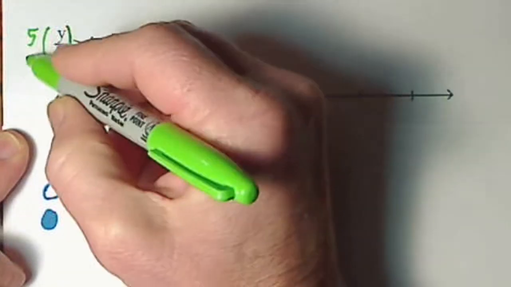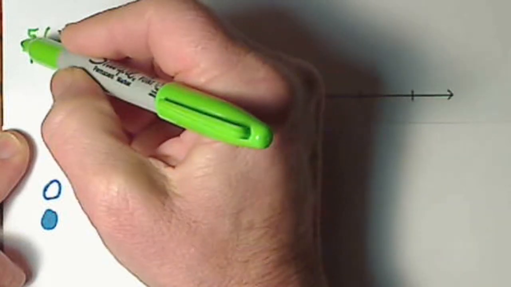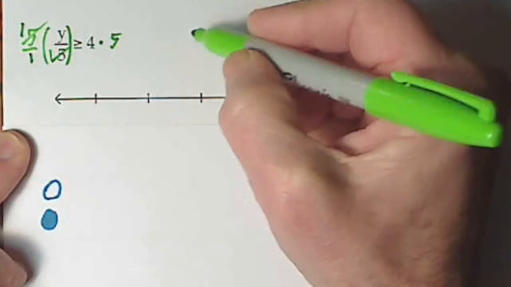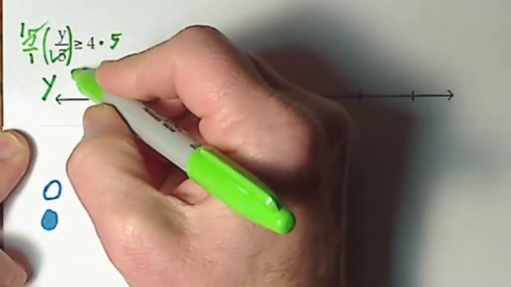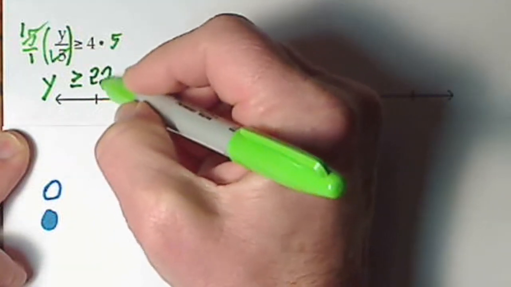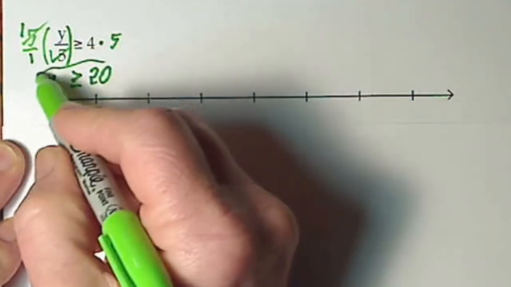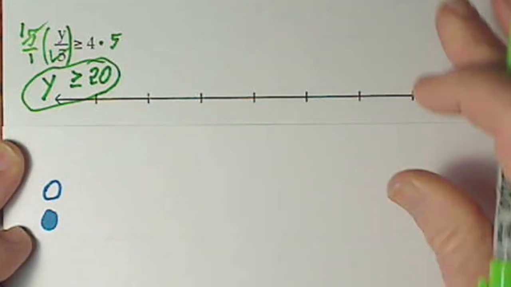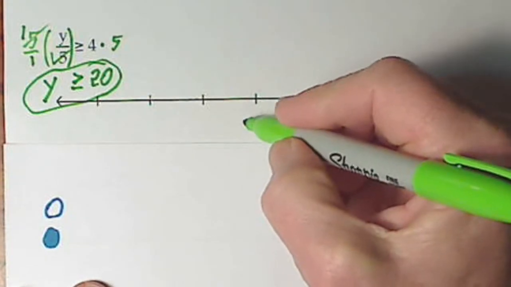This 5 is like 5 over 1, so I hope you see 5 goes into 5 once, 5 goes into 5 once. 1 times y is simply y. I'll write it here. The inequality sign stays as it is, and then 4 times 5 is 20. Okay, so we have y is greater than or equal to 20. So we'll put some values on our number line. I'll put our 20 in the middle.